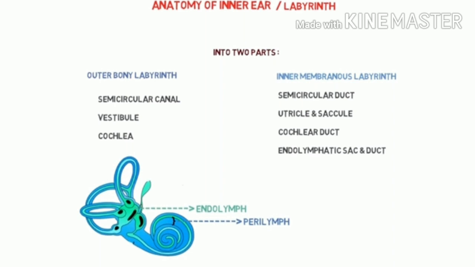And in the inner membranous labyrinth, the semicircular duct, utricle and saccule, cochlear duct, and endolymphatic sac and duct are present. The membranous labyrinth is filled with a clear fluid, endolymph, while the space between the membranous and bony labyrinth is filled with perilymph. Now, we are going to discuss the structures in detail.